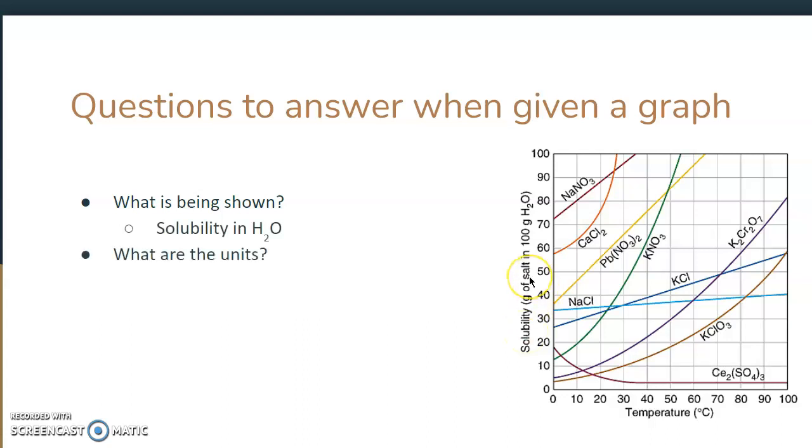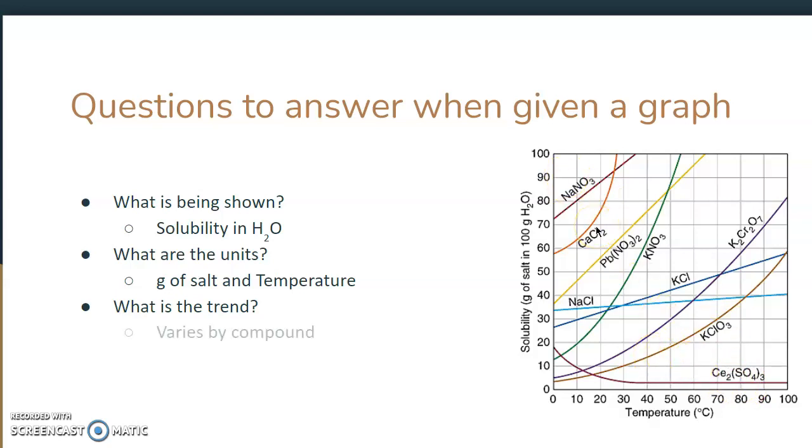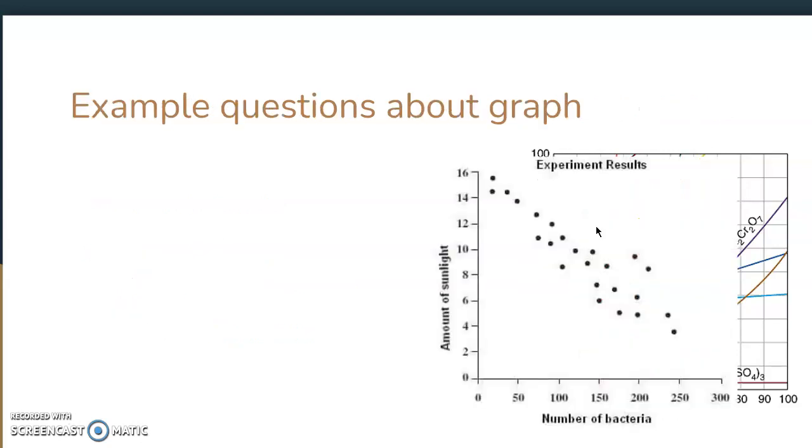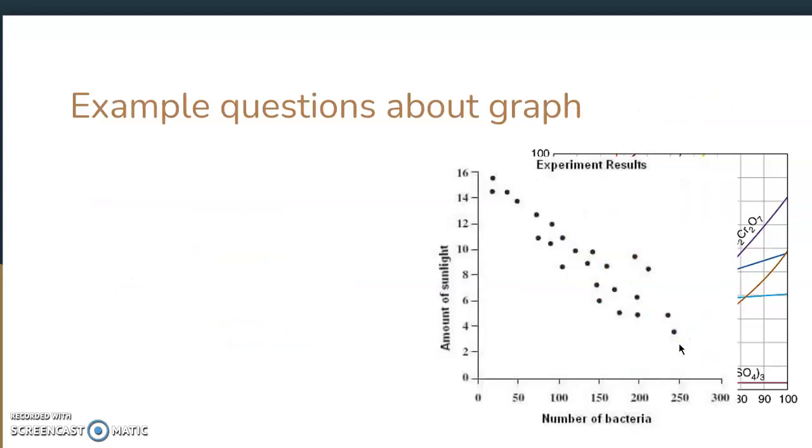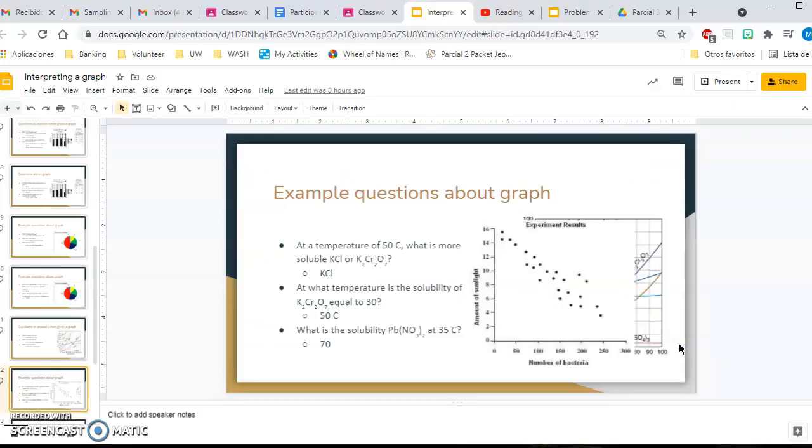So we're seeing solubility in H2O. What are our units? We have grams of salt, and this bottom one is temperature. The next thing is, what is the trend? Well, this has a lot of information on it, and the trends are very different. So it varies by the compound, but for example, we could say that for this KCl, potassium chloride, the solubility increases as temperature increases. For this compound down here, we can say that the solubility decreases as temperature increases. So there's a couple different ways we can look at it.